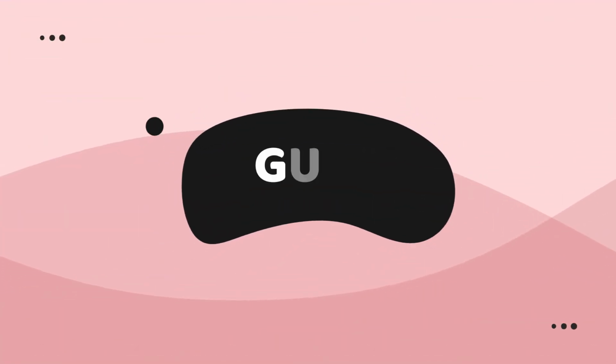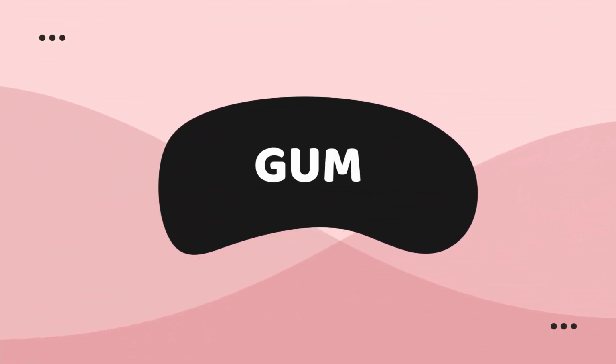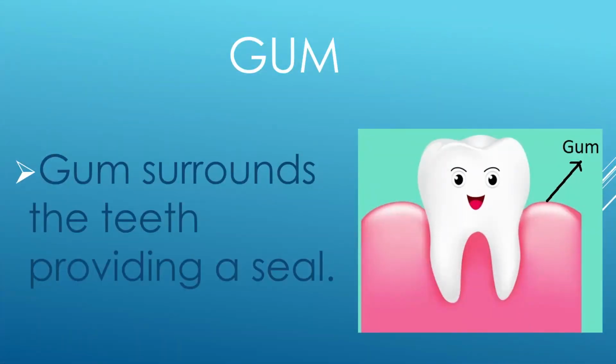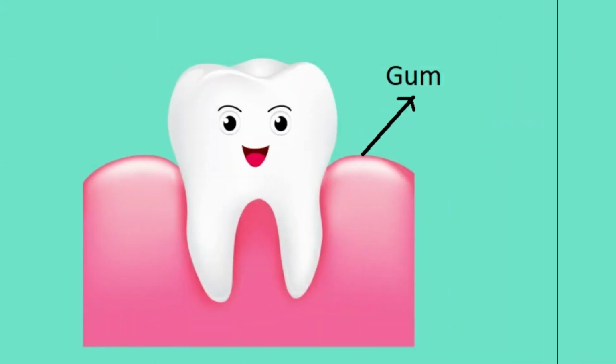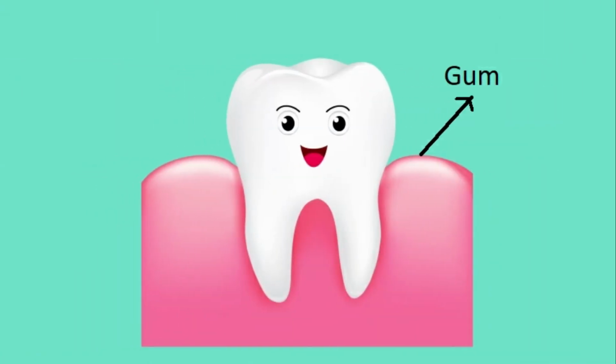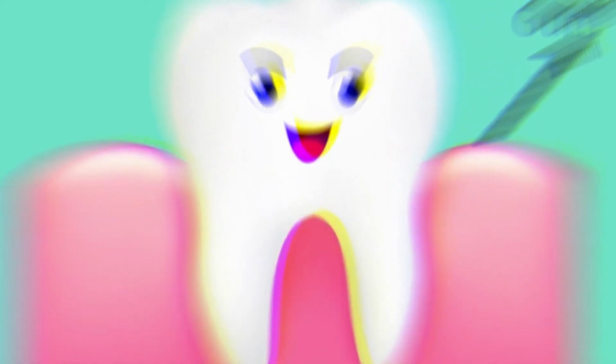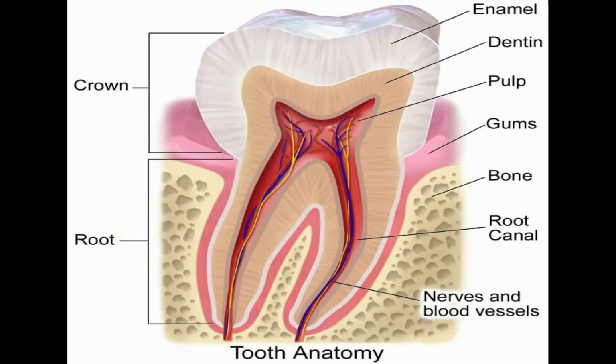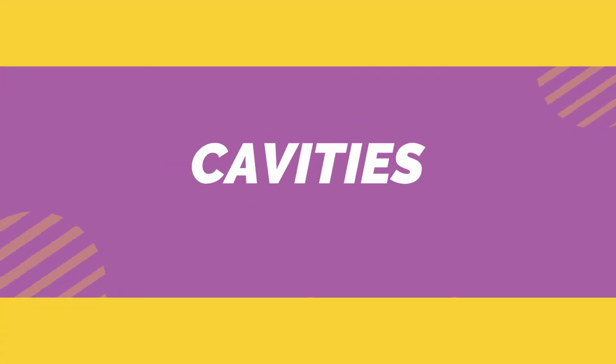And the next part is gum. The gums surround the teeth and provide a seal around them. They protect the teeth and underlying bone. Understood, children? About the parts of tooth. Now let us know about cavities.